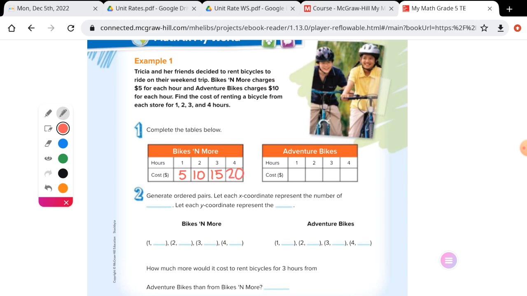Okay, what about at Adventure Bikes? Brennan, 1 hour at Adventure Bikes. 5. Hold on, we have to go back to the information. 10. $10, good job. Madison, 2 hours. $20. Dylan, 3. 30. Emma, 4. 40.